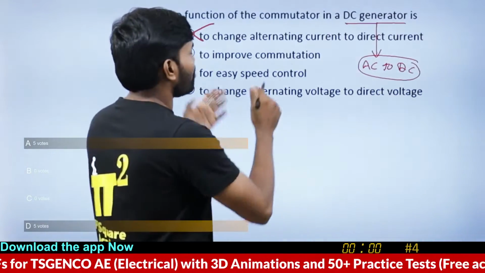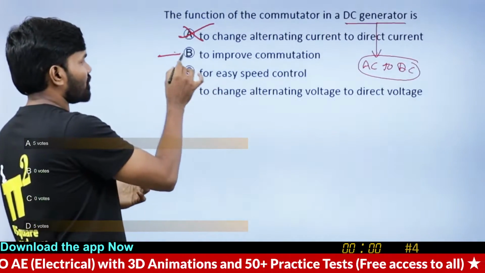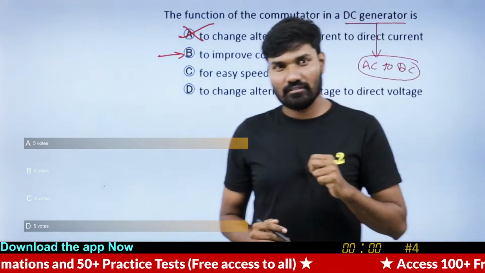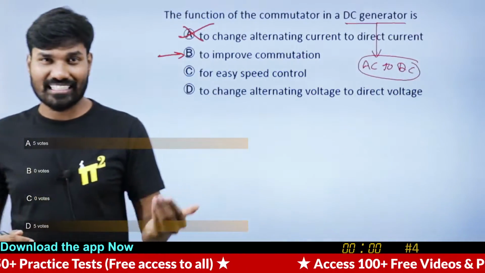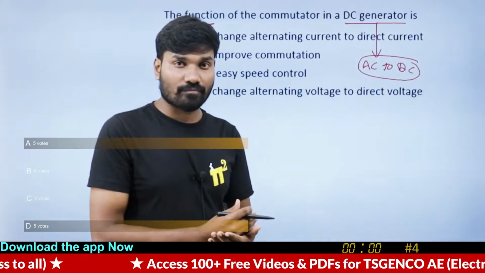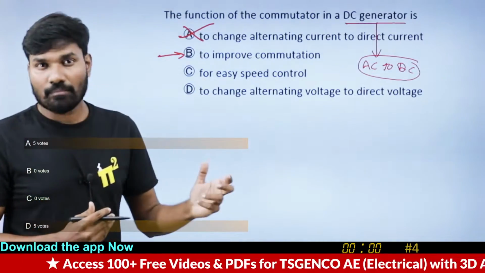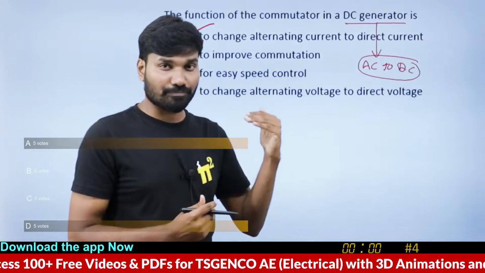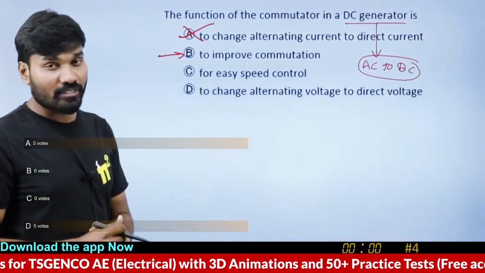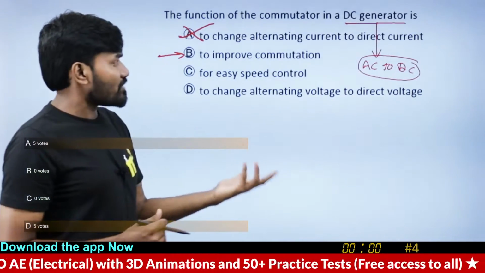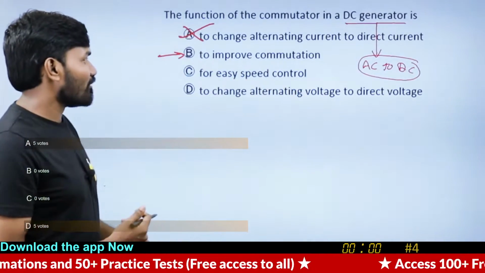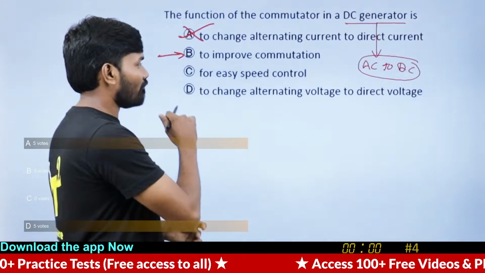Improve commutation: what are the methods to improve commutation? Try to recall, build the concept. Two commutation improving techniques: resistance commutation, EMF commutation. One is by adding interpoles. The second one is by adding high resistance carbon brushes instead of low resistance copper brushes. That will improve the commutation. And compensating winding also will improve that. For easy speed control, how would a commutator have an impact on speed control? So the only leftover option is this.